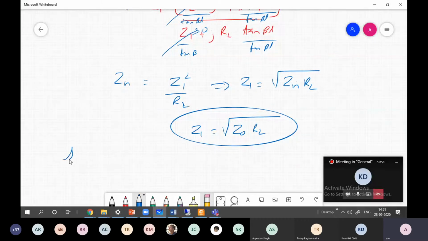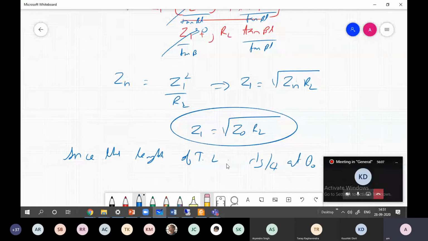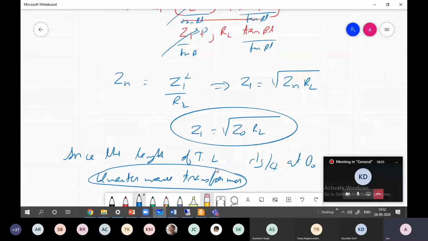Since the length of the transmission line is lambda g by 4 at F naught, it is called quarter wave matching or quarter wave transformer. Why is it called a transformer? It transforms one impedance to another. That is why it is called a quarter wave transformer. You can call it quarter wave matching also. So the transformer name is given in such a way.